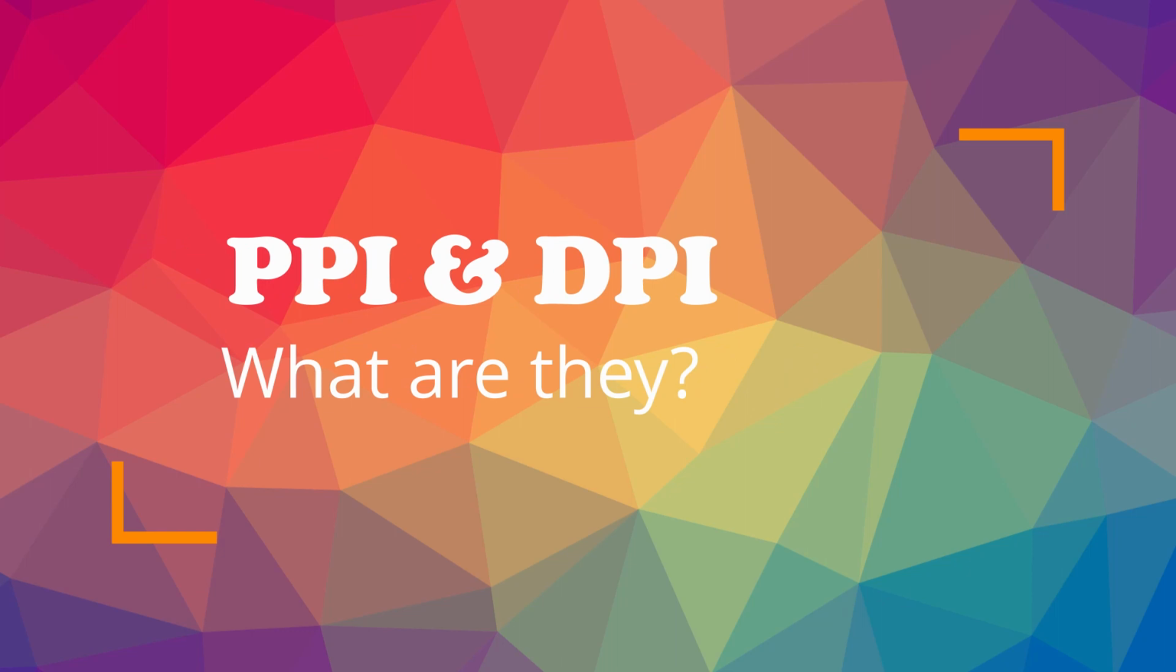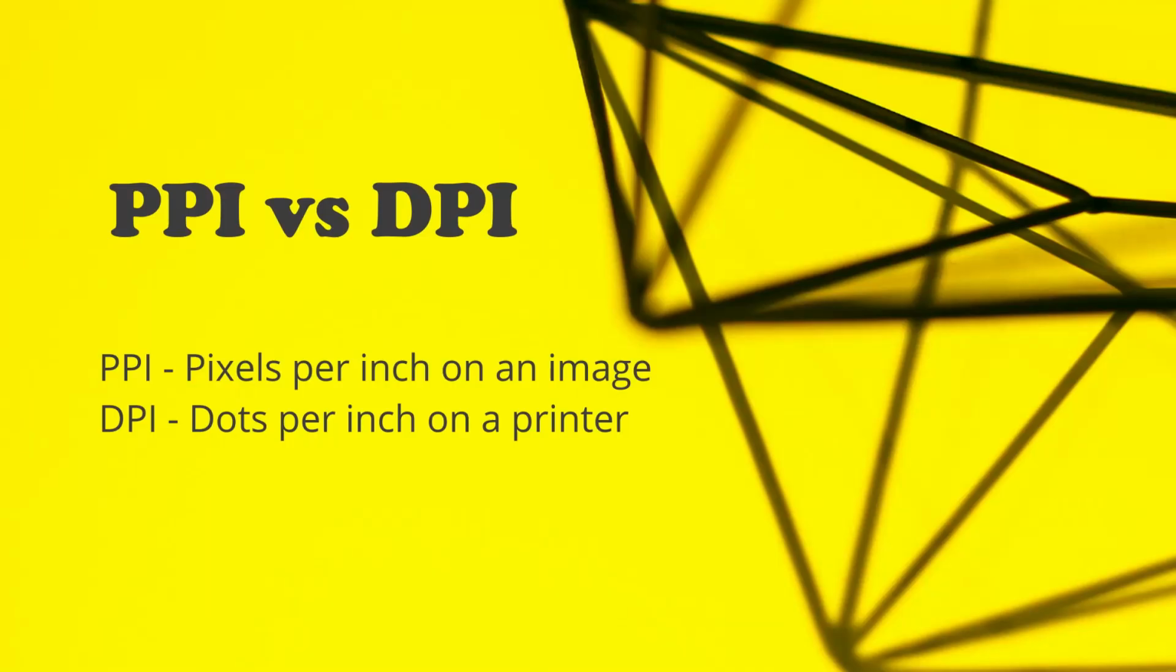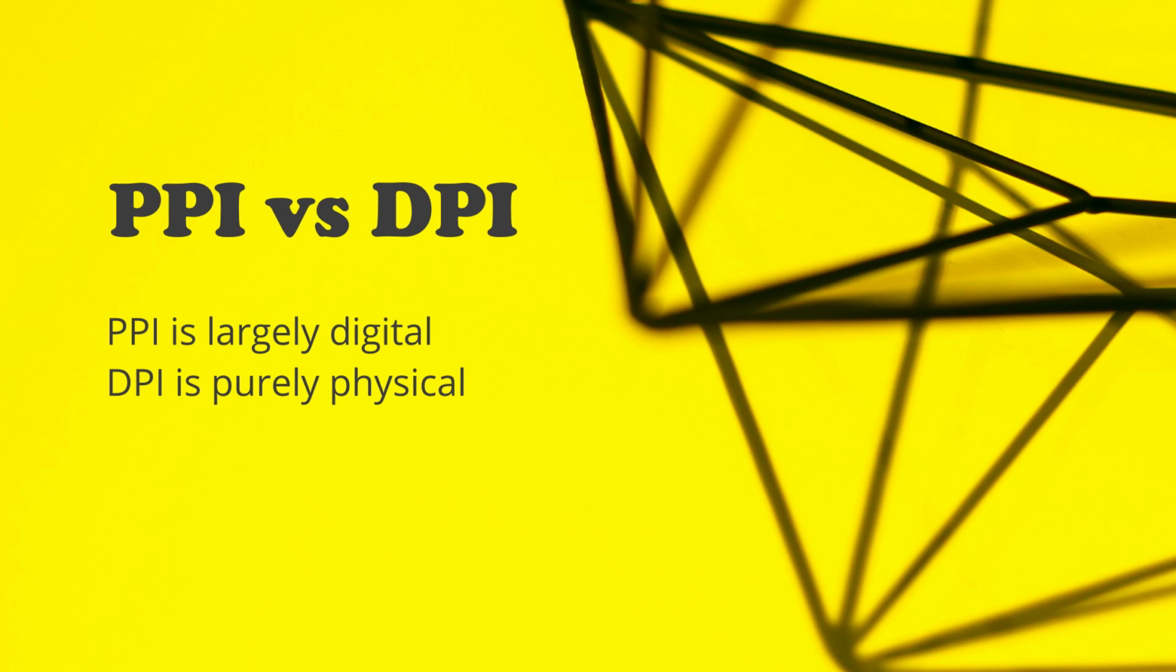Now we'll look at the terms you are going to use when making digital art, PPI and DPI. I kept it for last because I thought it would make more sense if I explained the concepts of raster and vector files first. So here it goes. PPI stands for pixels per inch on a raster image, whereas DPI is dots per inch on a printer. PPI is a digital entity, DPI is a physical entity.